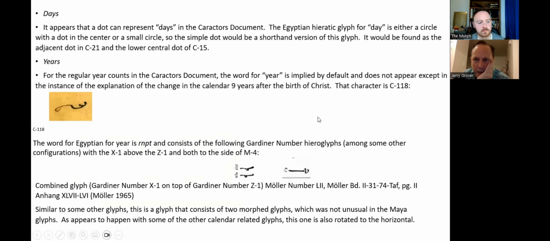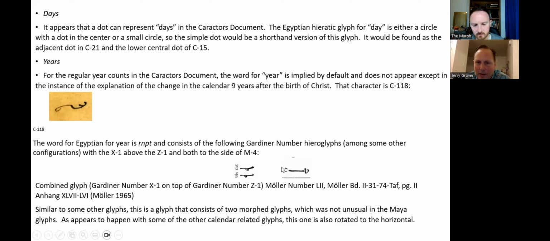The word for year in Egyptian is, and I don't pronounce Egyptian very well, so I'll just spell it out, RNPT. It consists of this Gardner number glyph X1 and Z1, both to the side of an M4. And so I just show you the combined. I didn't show you the Gardner numbers, but these are the hieratic version of it.